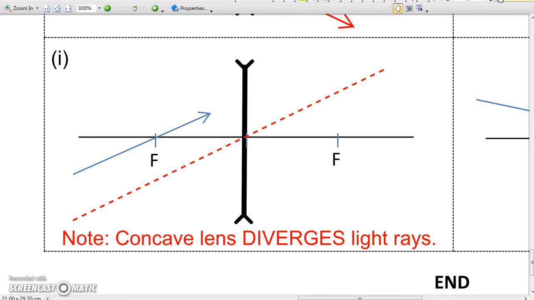First, draw a line parallel to the light ray. Next, draw a line vertically passing through the focus. Then, the light ray hits the lens. And lastly, the light ray is refracted in this direction.